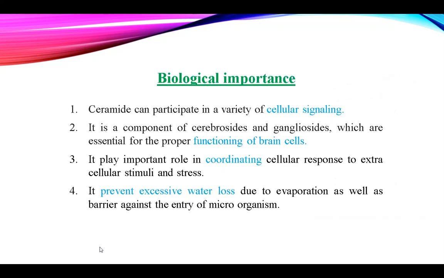Biological importance. Ceramide can participate in a variety of cellular signaling. It is a component of cerebrosides and gangliosides, which are essential for the proper functioning of brain cells. It plays an important role in coordinating cellular response to extracellular stimuli and stress. It prevents excessive water loss due to evaporation as well as acts as a barrier against the entry of microorganisms.